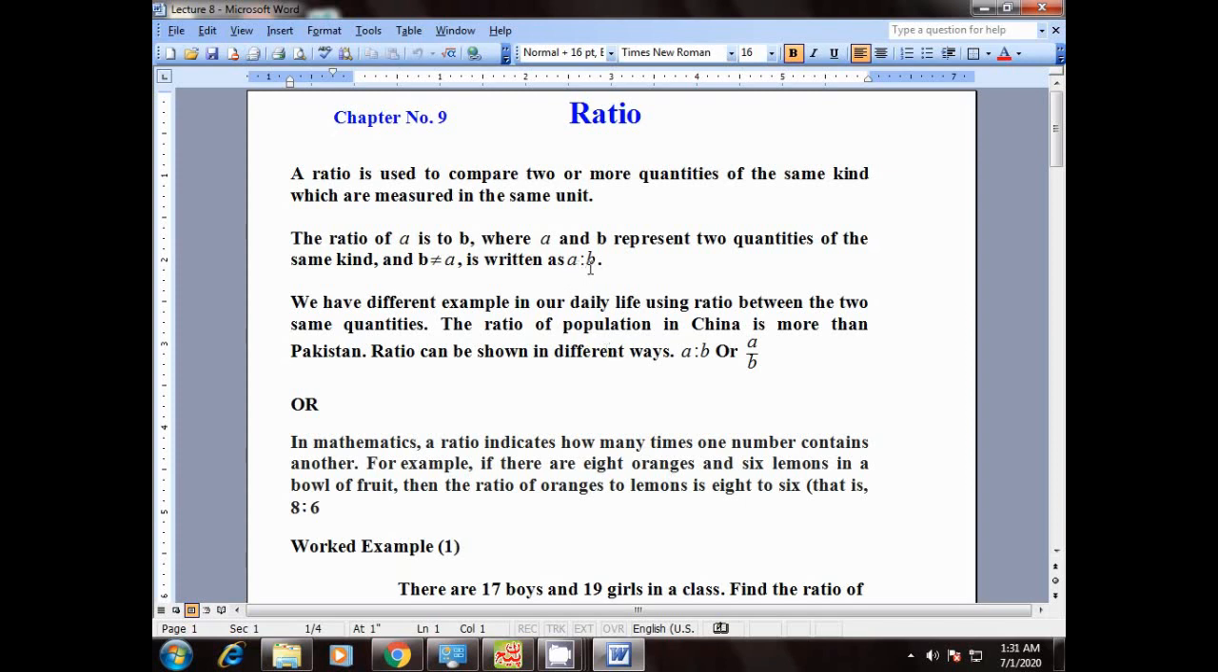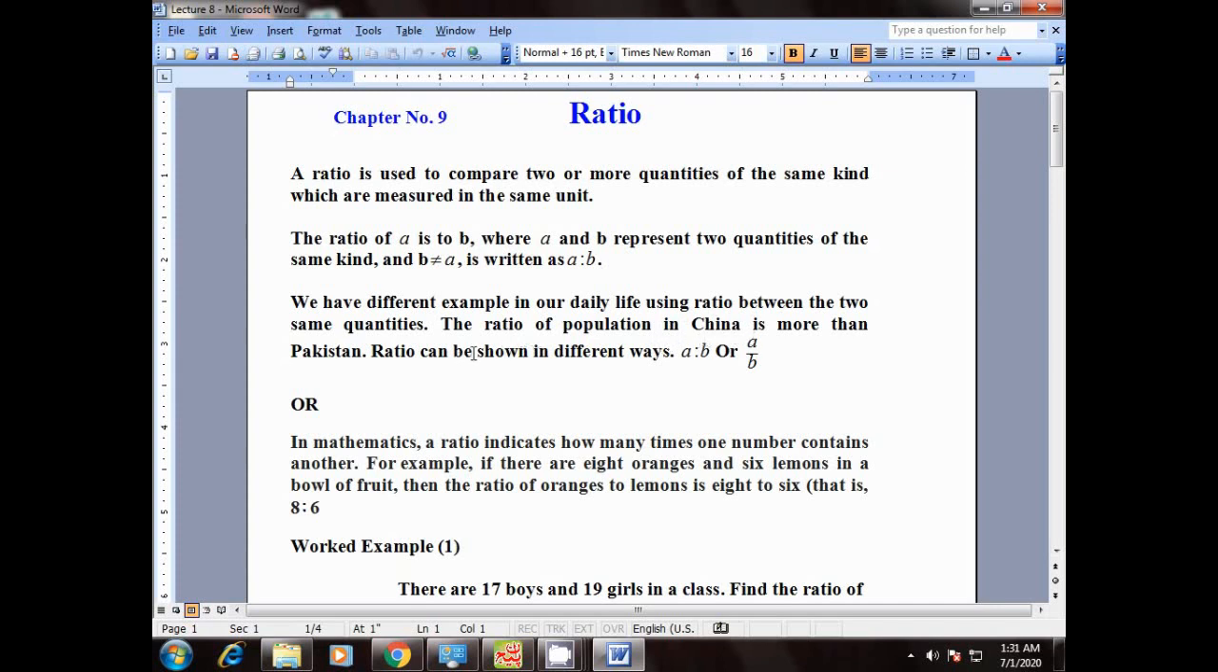This symbol represents the ratio, and we will read it as A ratio B. Here A represents the first quantity while B represents the second quantity. We have different examples in our daily life using a ratio between the two same quantities. For example, the ratio of population in China is more than Pakistan.